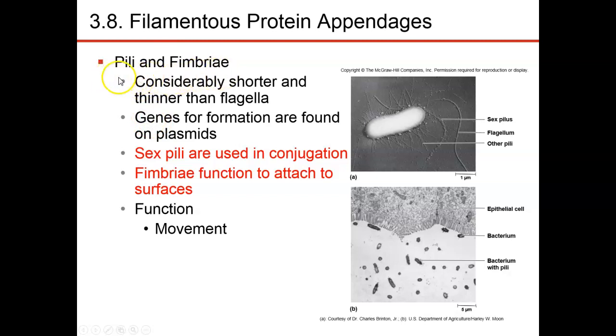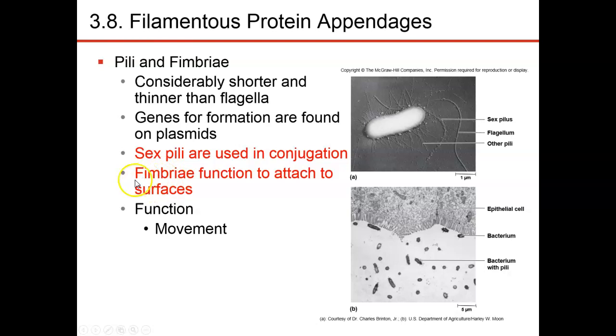If the cell has certain types of genes, they can form a very long fimbriae known as a sex pilus. So that's what this is. This is a sex pilus. The sex pilus is a structure that allows two cells to attach to each other so that they can share genetic information.